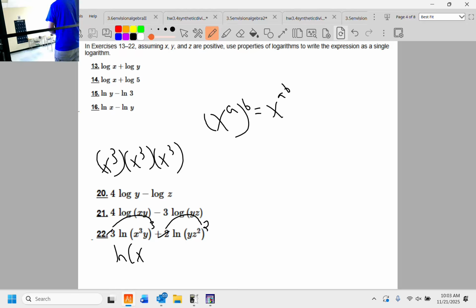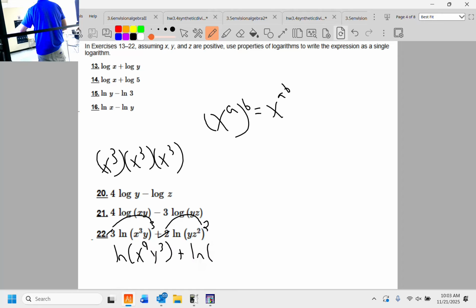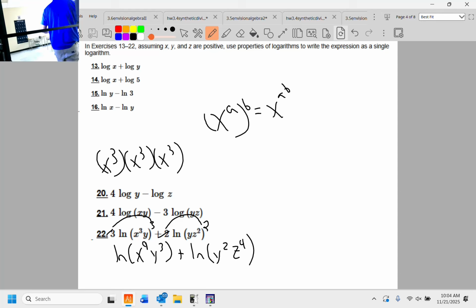So you're going to have an x to the 9th and a y to what power? Third. Here you're going to have a natural log of a y to what power? The second. And then it'd be z to the 4th. You could have done this in a different order and still got the right answer. I just chose to do it that way.